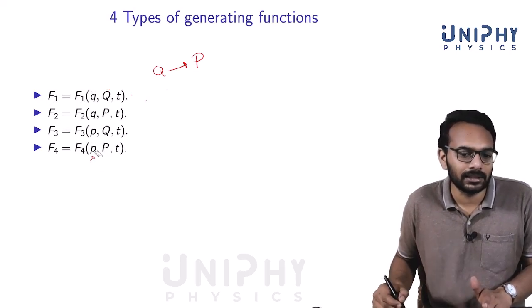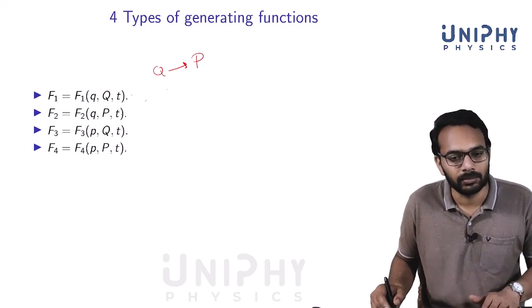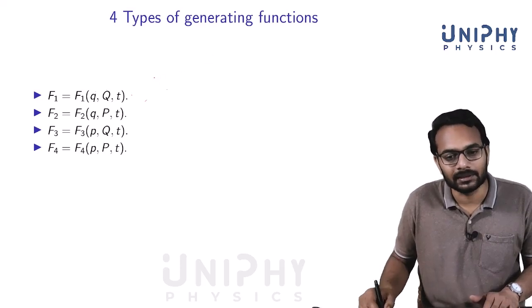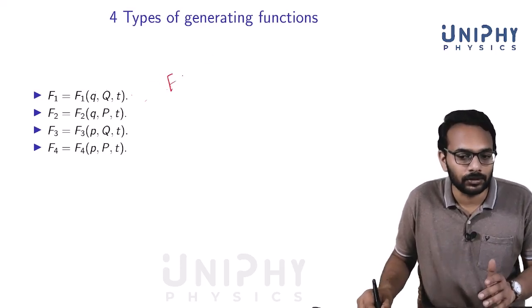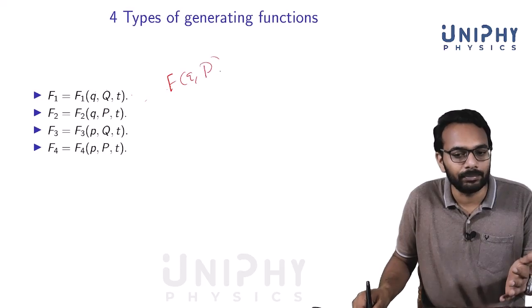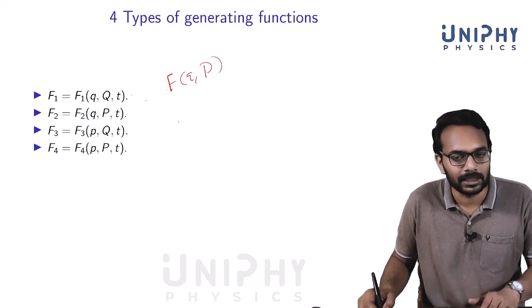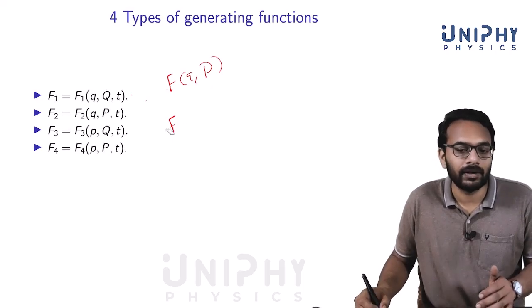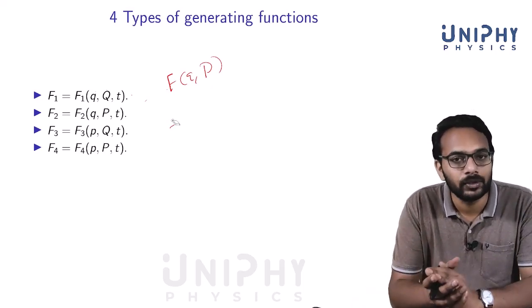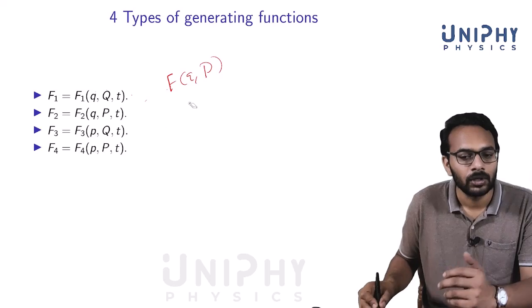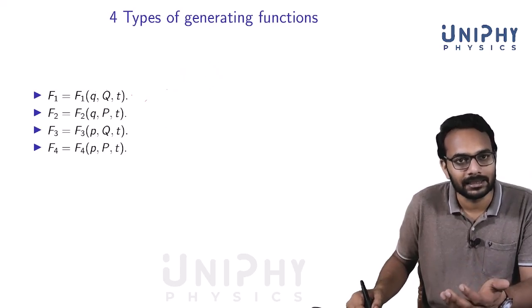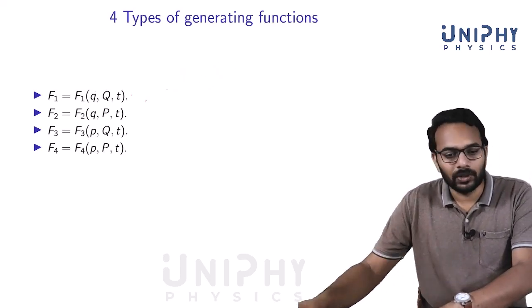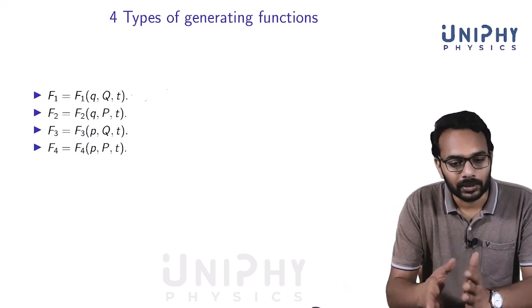It's a good thing if you can keep this in mind. Remember this, because they may ask you to find f of q comma capital P. Fine, we know how to do that. But they may also ask to find f2, the generating function of type 2, and then you will need to know what kind of generating function it is. So with that, we'll wind up this session. I hope you can solve the problems.